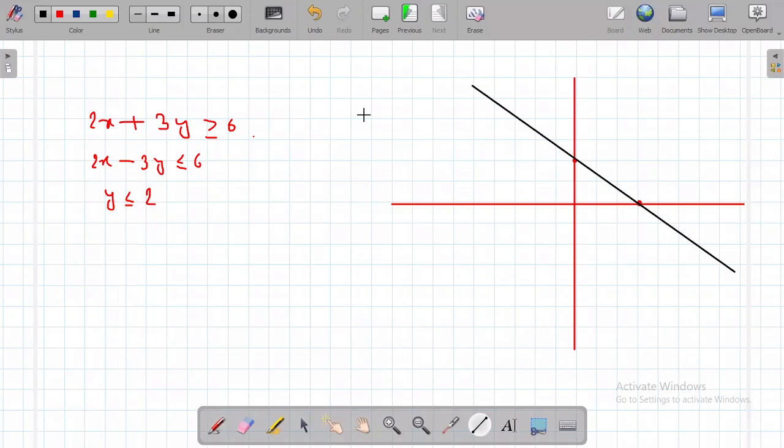The first inequality will be like this way, all of you. If you test the origin, it will be false, so false means the arrow will be upwards. Okay, now this is the inequality, the first inequality.